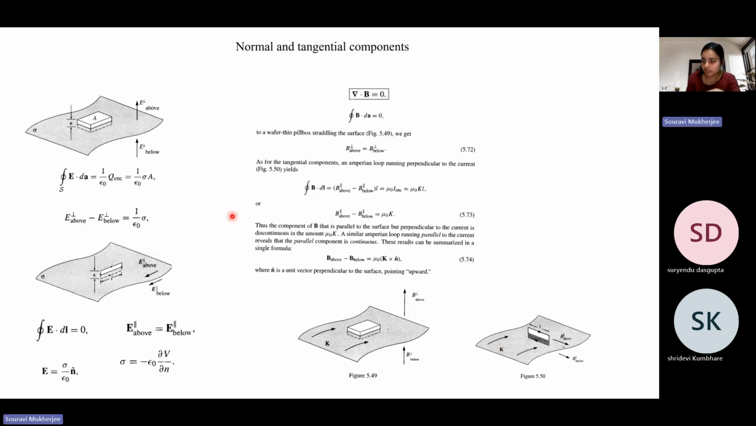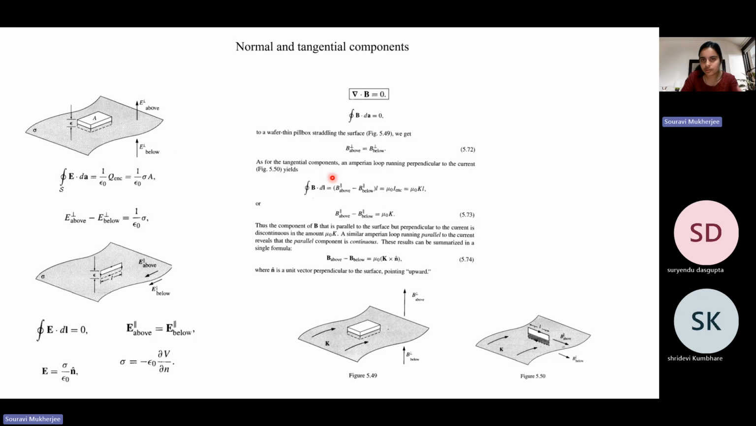Now, there are also important boundary conditions that one should remember. Similar to the case of electrostatics, E above and E below have a discontinuity if you have a surface charge sigma. This is given by sigma by epsilon naught, while the parallel components are continuous. From there, we get a relation between the electric field and the charge density that you have on the surface.